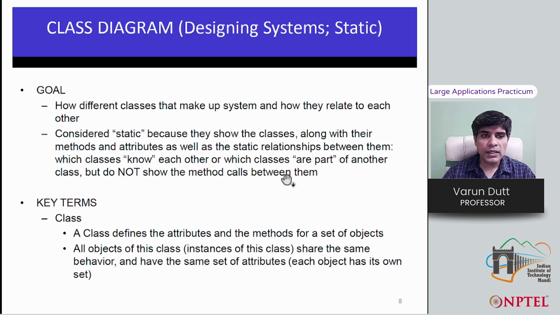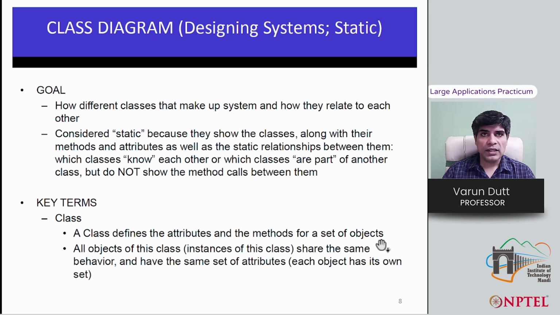What is a class diagram? A class diagram shows how a system is supposed to do what it is supposed to do, but it presents a static picture, in which the different classes that make up the system and how they relate to each other are defined. It is considered static because it shows the classes along with their methods and attributes as well as the static relationships between them, which classes know each other, which classes are part of another class, but it does not show the method calls between them. So a class is basically defined as the attributes and the methods for a set of objects.